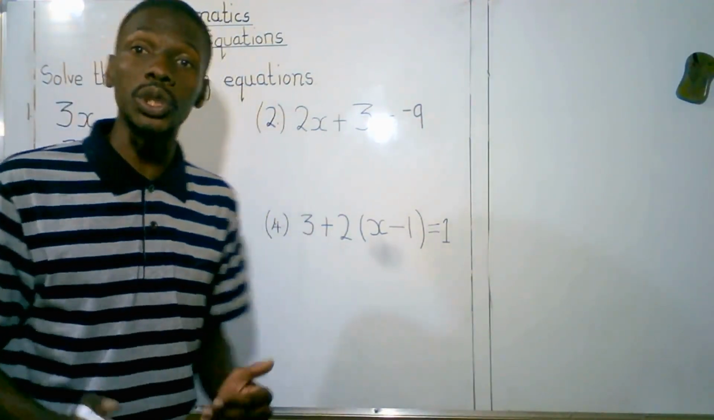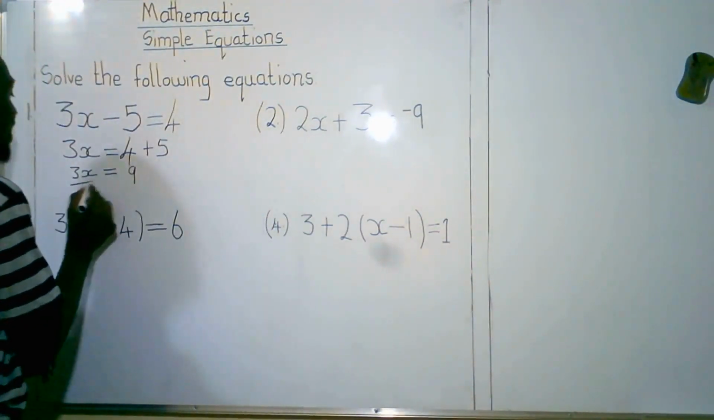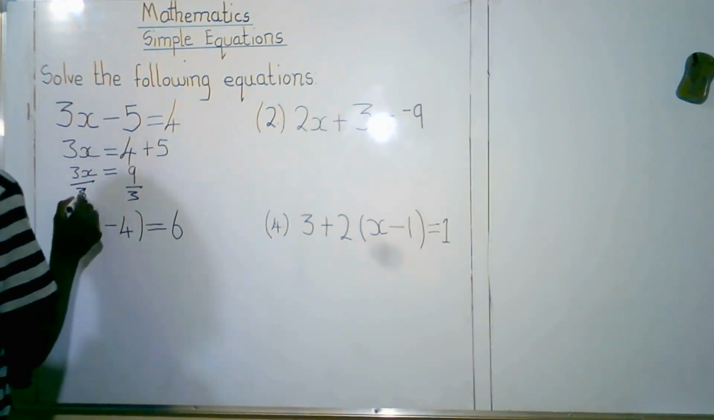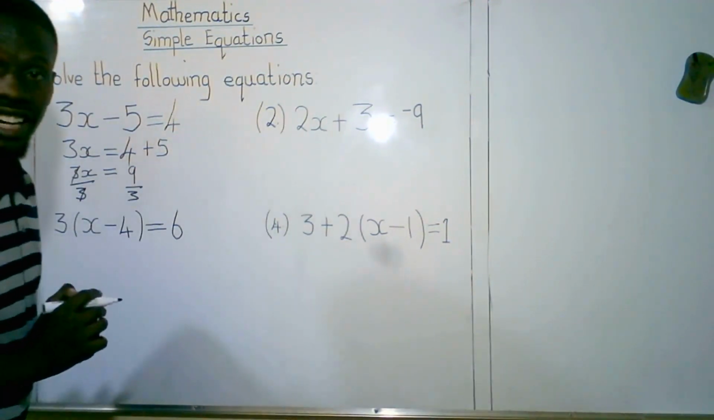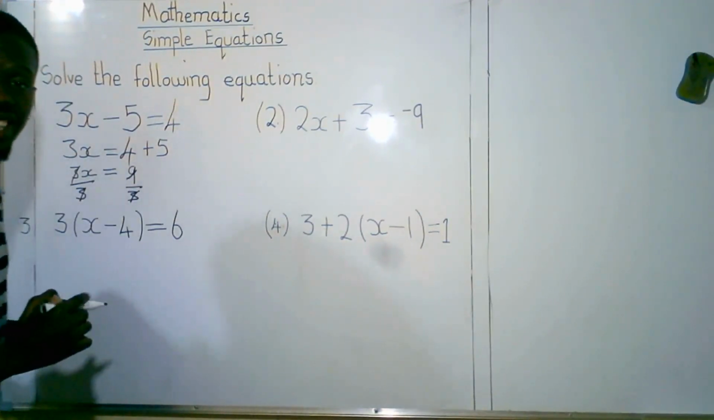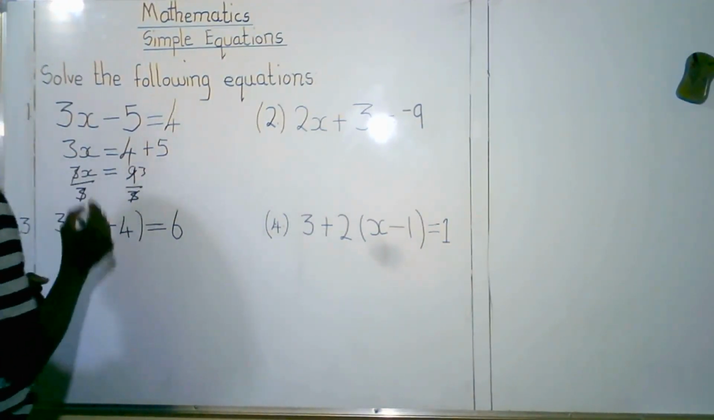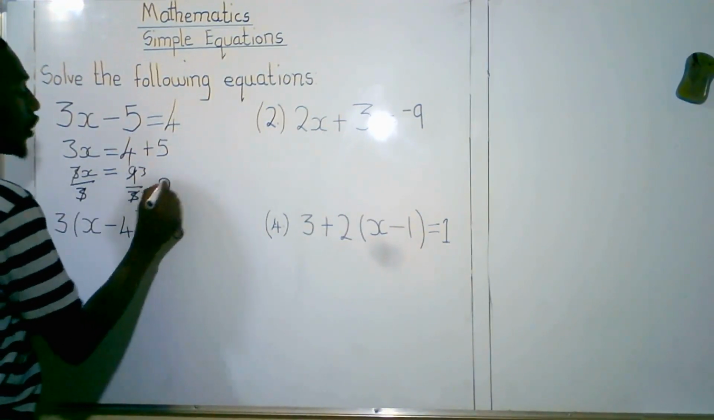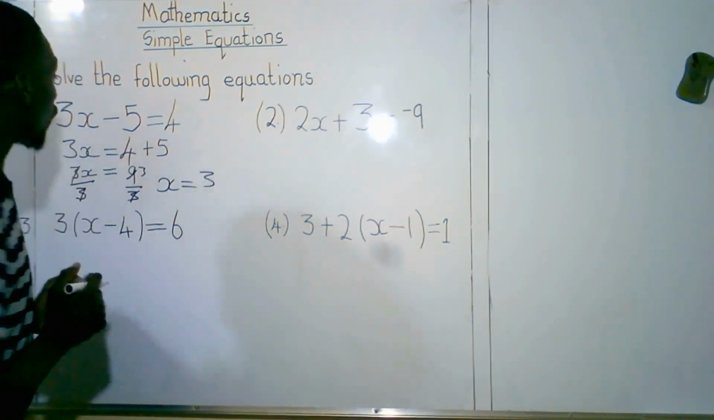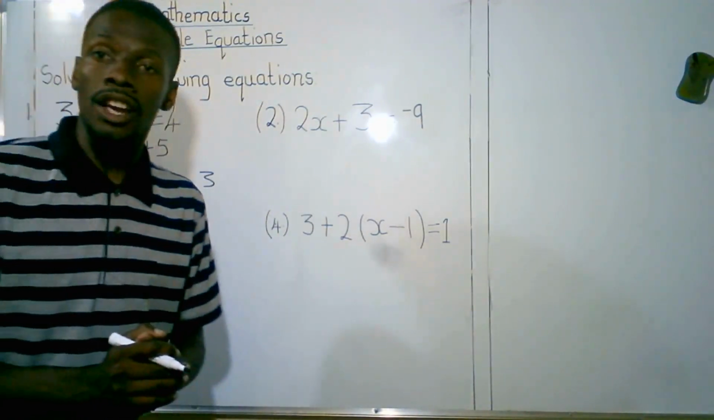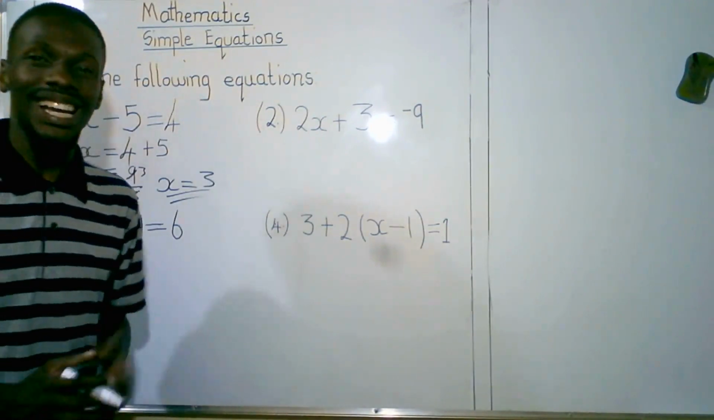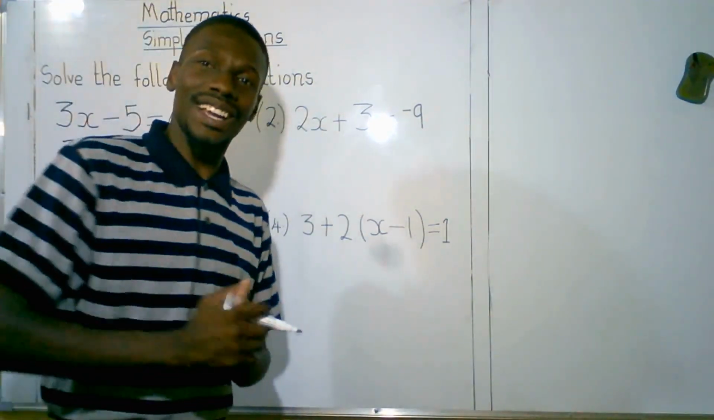So what are we going to do? We're going to divide both sides by 3. So 3 into 3, it's 1. 3 into 9, we're saying it is 3. So our x, the value of x is equal to 3. We have solved our equation. The value of x is equal to 3. As simple as that. Let's take a look at the next example.